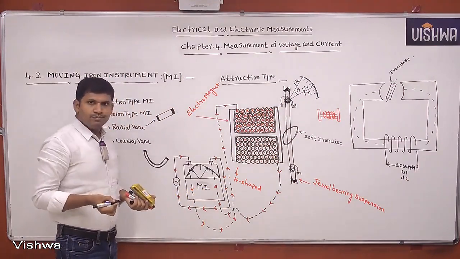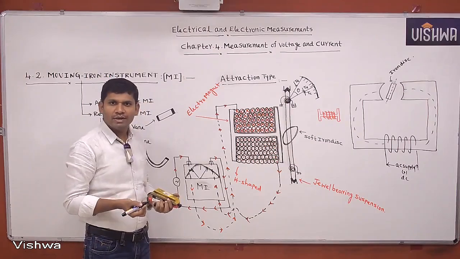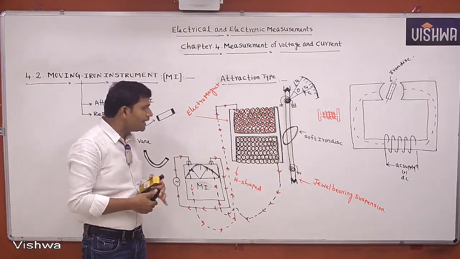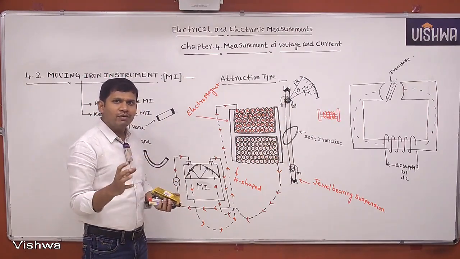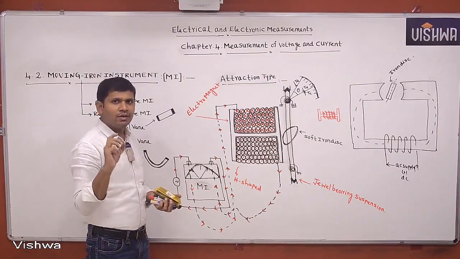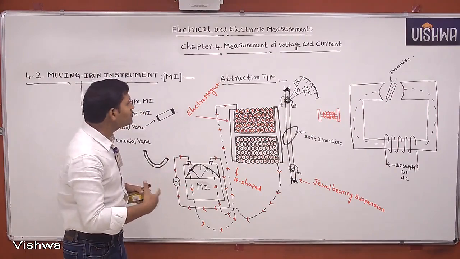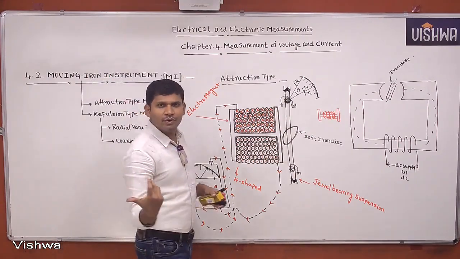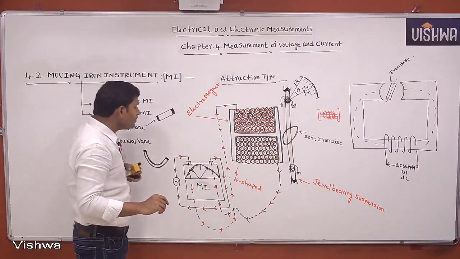Now see, what is the operation of this attraction type instrument? How can it work? How does it show the reading? Later on I will give the repulsion type instrument. The points I will list out are the same for attraction and repulsion type instruments, but only the operation will be different. This works on the attraction principle, but the repulsion type works on the repulsion principle. That we will see later. Now listen please.